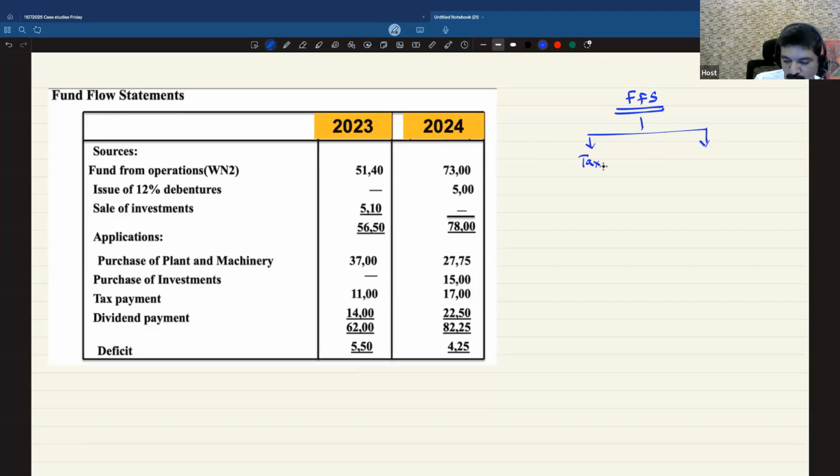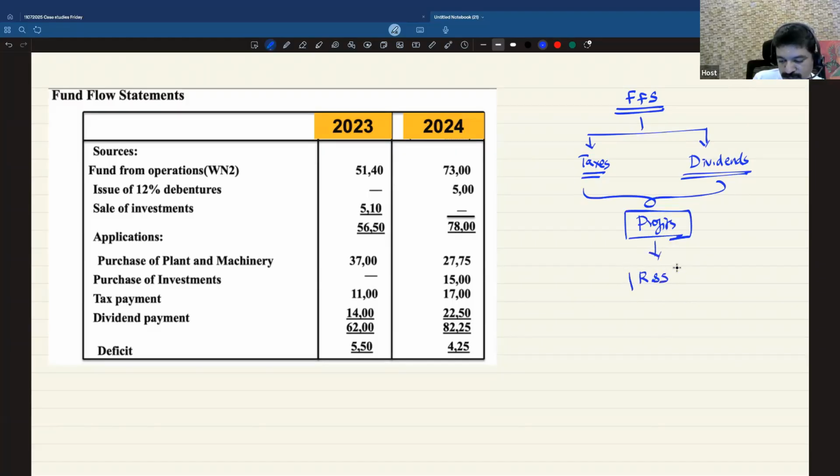One is payment of taxes. The other one is payment of dividends. These two are considered as long-term use of funds. Why? Because these are basically share of profits. Profits are basically the money that goes into reserves and surplus.